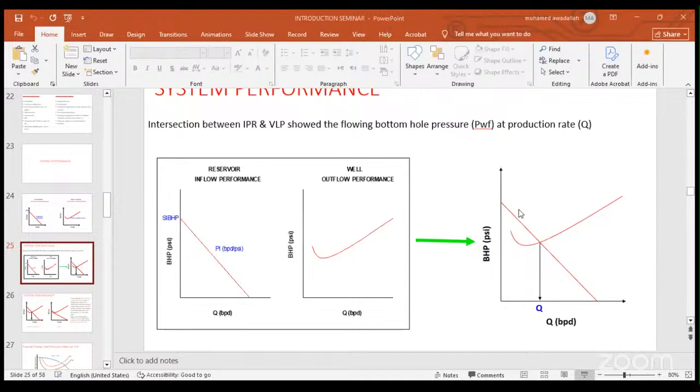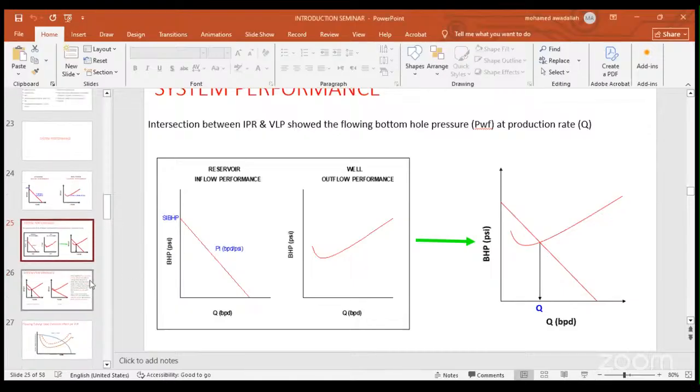We can find the intersection between the two curves, which means the well will have the energy to flow naturally. We have the IPR here, here the reservoir pressure, and here the maximum flow rate or absolute open flow. This is the VLP. There is an intersection between the two curves, which means the well has the energy to flow to surface.